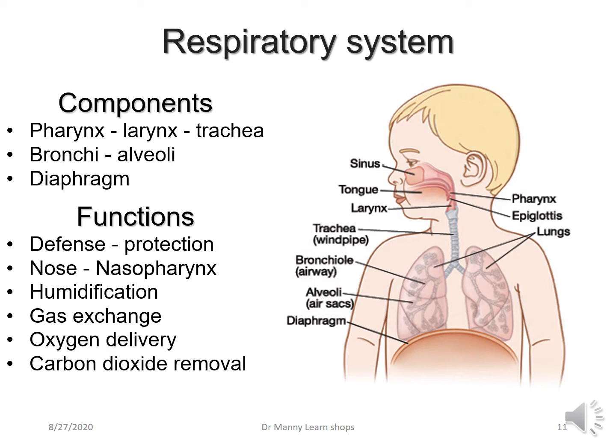The respiratory system consists of the upper and the lower airways. The components are essentially the pharynx, larynx, trachea, the bronchi, bronchioles and alveoli, and the diaphragm. The functions are to defend and protect, provide humidification of gases being inhaled, provide a medium for gas exchange, oxygen delivery, and CO2 removal.